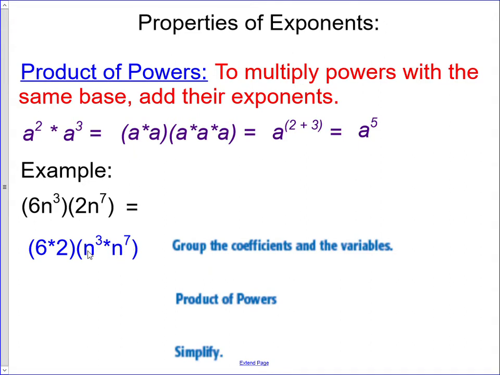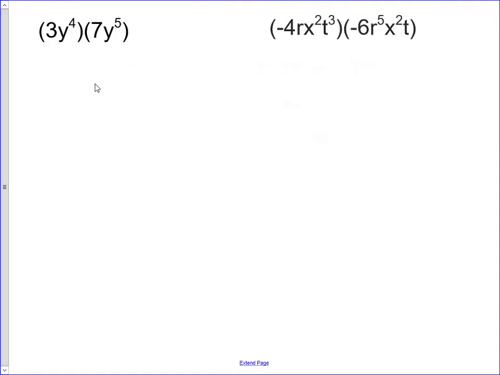Once we do this, I can see that I'm multiplying powers that have the same base here. They both have a base of n. Our rule says to add their exponents, so I can rewrite this as, well, 6 times 2 is 12, and this would be n to the 3 plus 7 power. Well, 3 plus 7 is 10, so I have 12n to the 10th power. Let's look at a couple more examples before we move on.